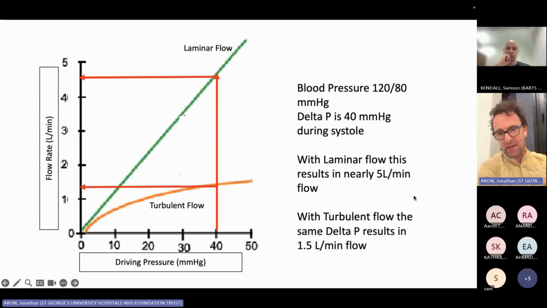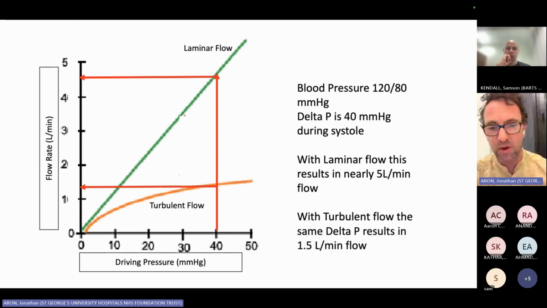So this graph, I think, demonstrates this quite nicely. The green line is laminar flow. Now, if you increase the driving pressure, the delta P, you should get an increase in the flow ejected from the heart, as long as the flow stays laminar. That's kind of what happens when you exercise or when you have an increased metabolic demand. The cardiac output increases to match, and it does this by generating more contraction of the left ventricle, which generates a higher delta P, and the flow rate goes up.